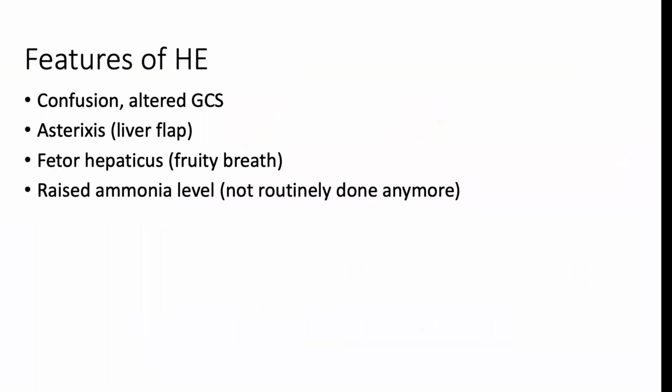So, features of hepatic encephalopathy. You'll see confusion, altered GCS. They may have asterixis, which is a liver flap. It's kind of an arrhythmic negative myoclonus type flap. They might have something called fetor hepaticus, which is a fruity breath. And it's not always done now, but I've seen it done just the other day, actually. Ammonia levels can be measured in hospital, and it would typically show a raised ammonia level.